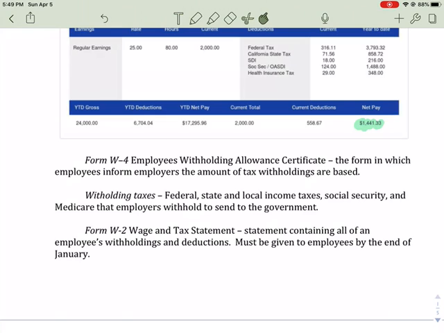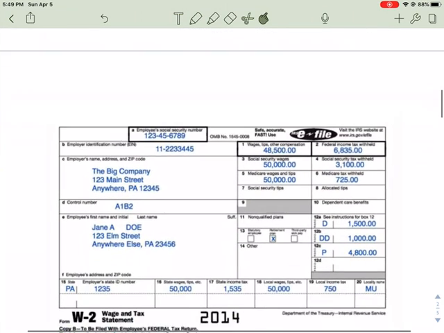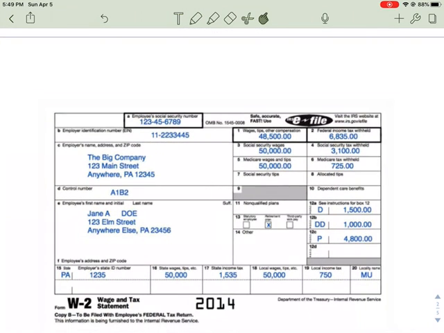Now, your W-2, which is also called your wage and tax statement, contains all of the employee withholdings and deductions. So this lists all of the different things that were withheld from your pay over the course of the year. So it's a total. Every employer must give this to the employee by the end of January so that you can do your taxes by April 15th in a traditional year.